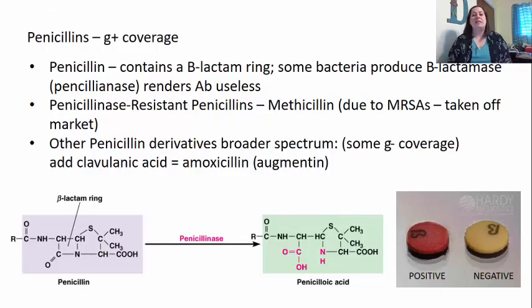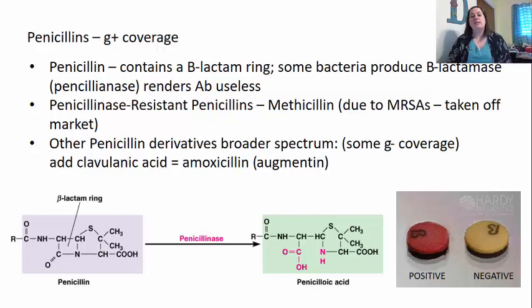So with the penicillins, these are going to hit gram-positive bacteria. They're going to have a gram-positive coverage. There are 50 chemically related antibiotics that are part of this penicillin group. Penicillin contains a beta-lactam ring. Some bacteria produce beta-lactamase, which is also known as penicillinase, and this renders the antibiotic useless. So because penicillin has a certain structure, this beta-lactam ring, if the bacteria has an enzyme to break that down, it can cause penicillin to be useless.